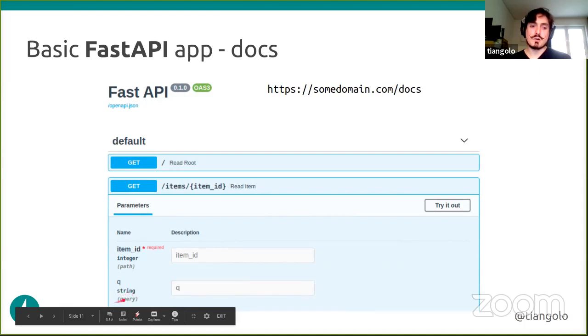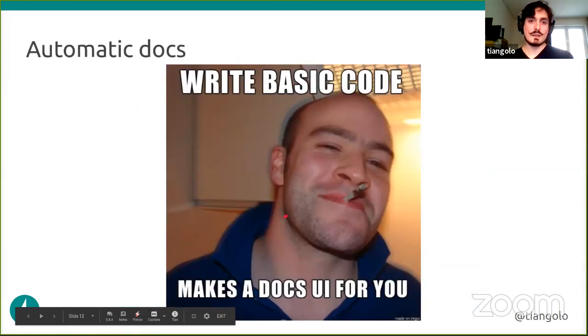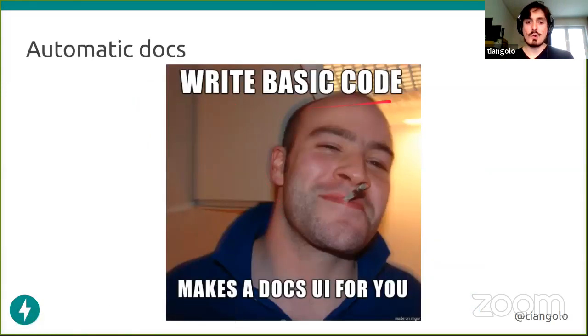This is a string, goes in the query. So this will go like after the question mark. And this one is not required. So we get this for free. So you write some basic code, and then FastAPI makes a docs user interface for you by default. You don't have to do anything for that to work.